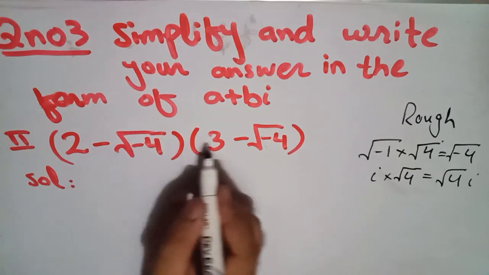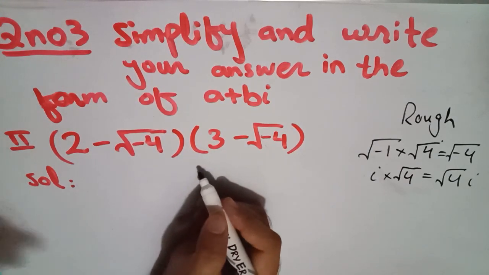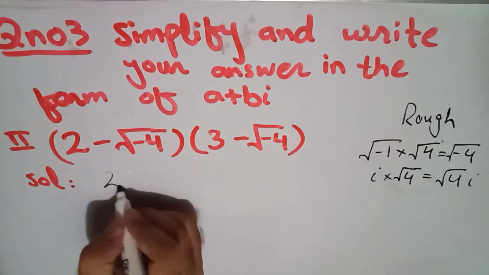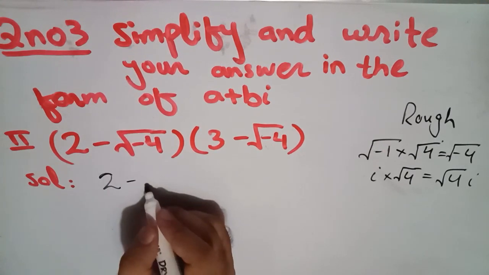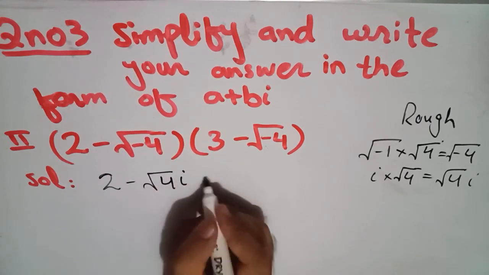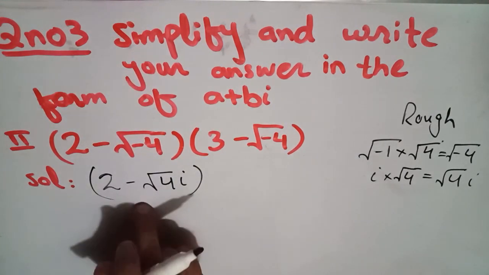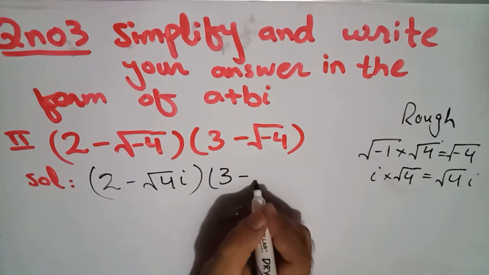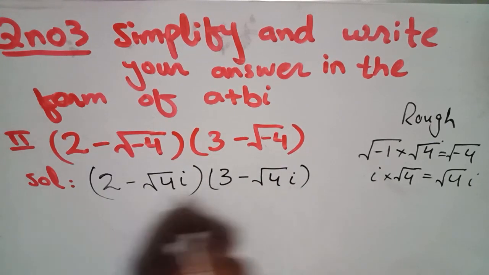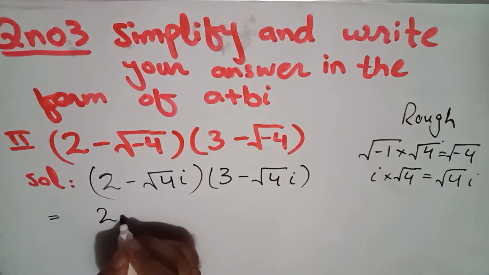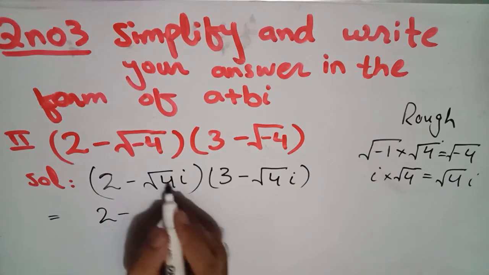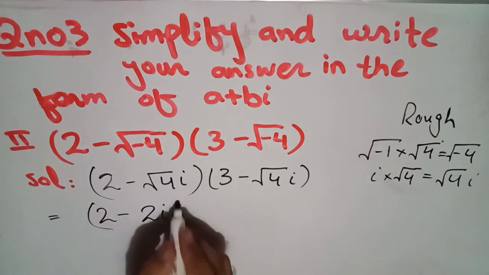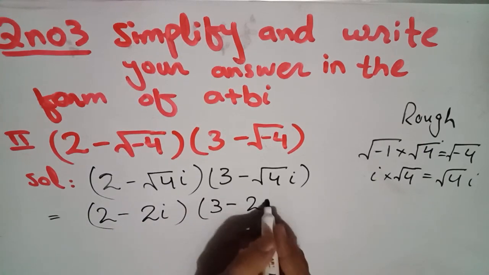So by multiplying this with this one, first of all I am changing the minus 4 under root into the iota form. 2 minus into 4 iota, I am changing it directly. It is the rough work that I have told you. Minus 4 iota. Okay, you can write it, the under root 4 is 2, and iota can be written with this, 3 minus 2 iota.